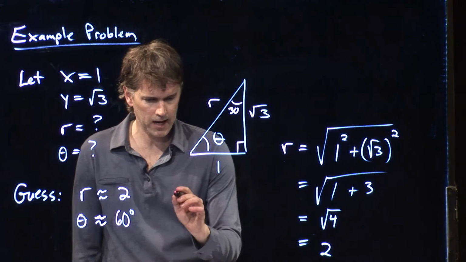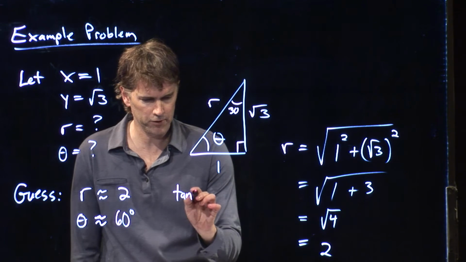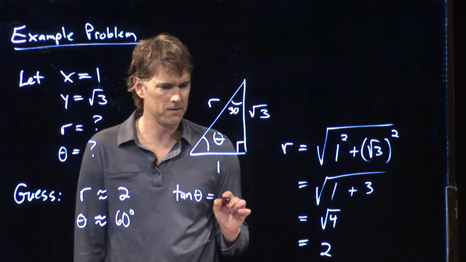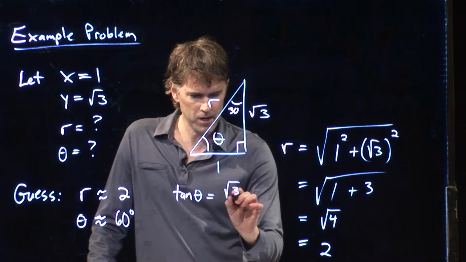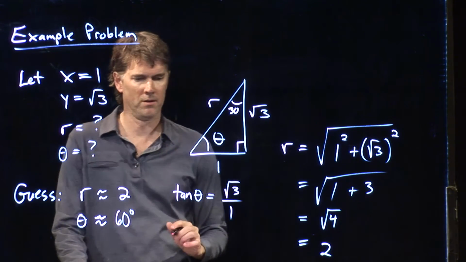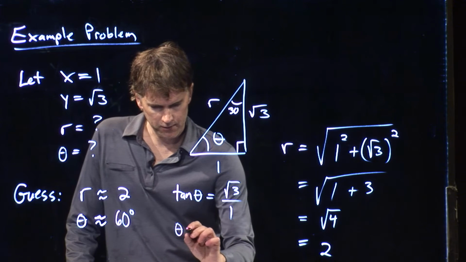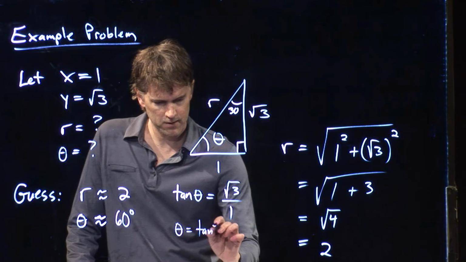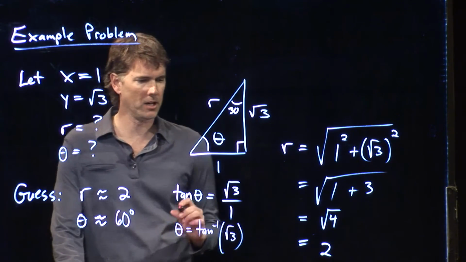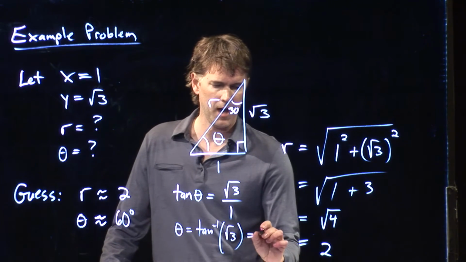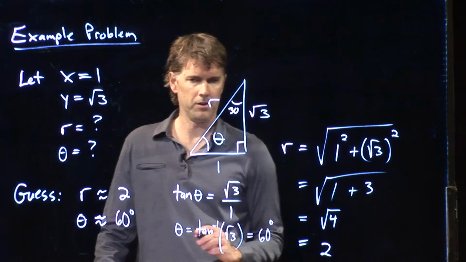And let's just convince ourselves that that is indeed correct. You can do any one of the trig functions, but just for kicks, let's do the tangent. The tangent of theta is the square root of 3 over 1. So theta is the arctangent of square root of 3. And if you plug that into your calculator, you, of course, get 60 degrees.